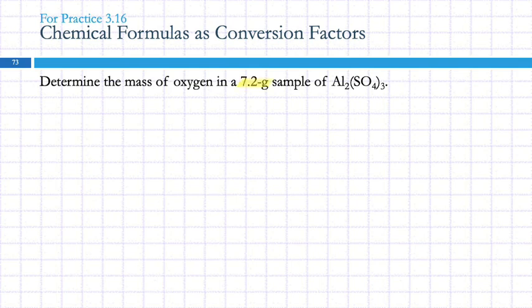Highlight the number. That many grams. It's the only number. We're asking for the mass of oxygen. Let's try dimensional analysis. 7.2 grams of that compound, and I'm trying to find grams of oxygen.